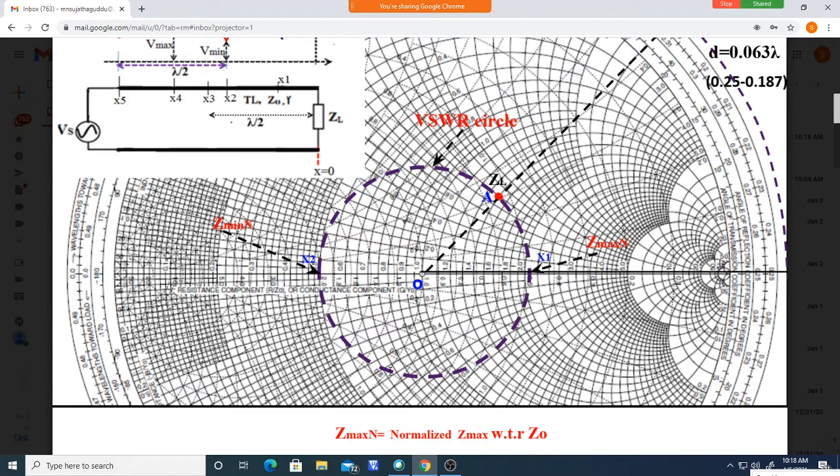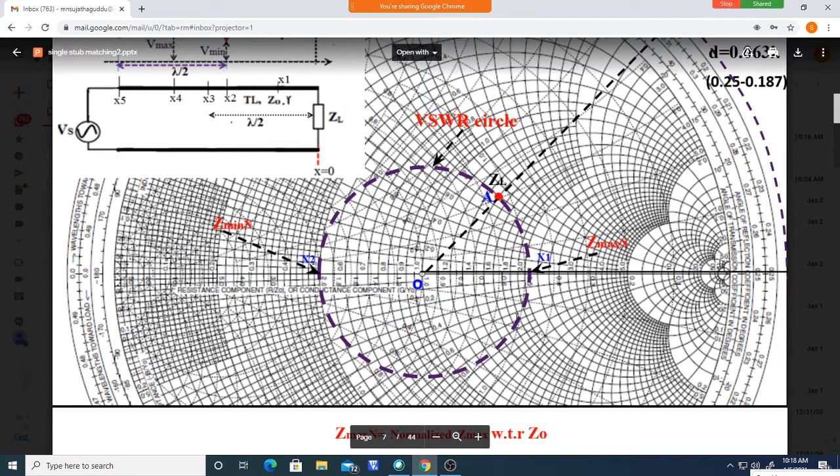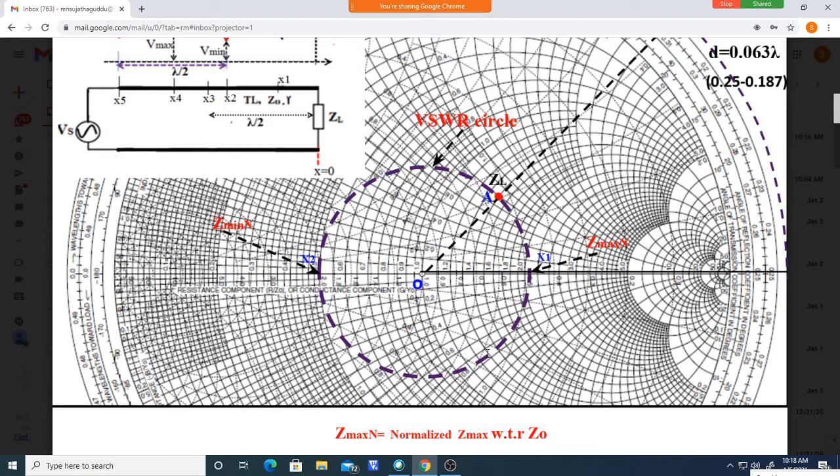That means admittance at this position is 1 plus or minus jB. The real part of the admittance is 1. Anywhere you move, you can read the impedance and admittance. I already told you, at each position you can measure impedance as well as admittance. If you measure impedance here, the real part is 1, wherever the VSWR circle cuts the R is equal to 1 circle.